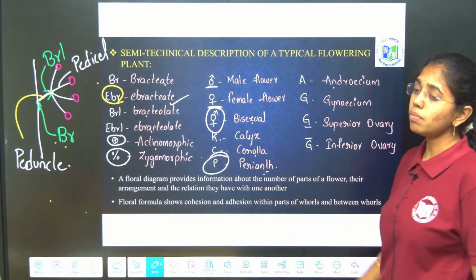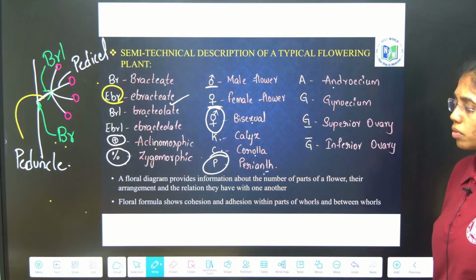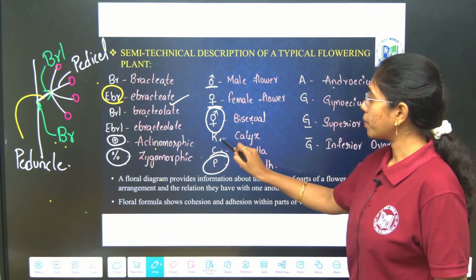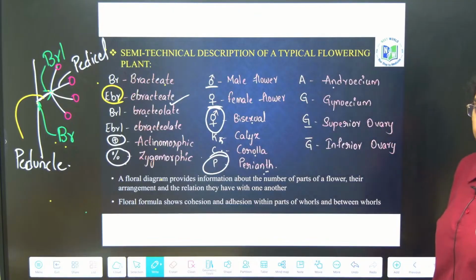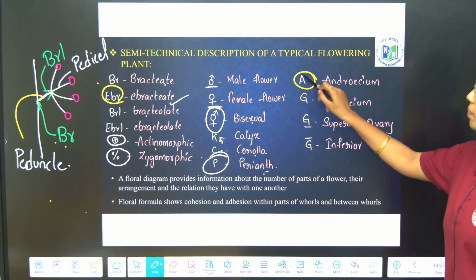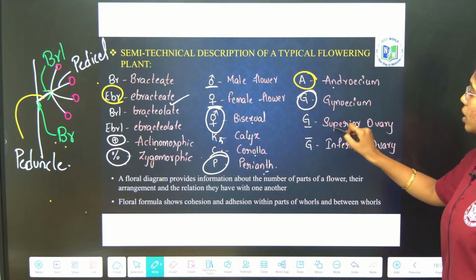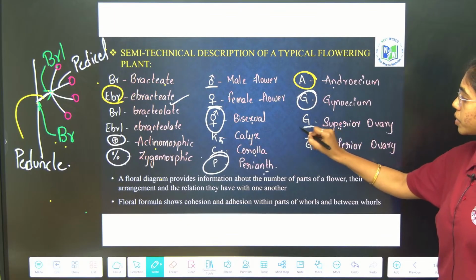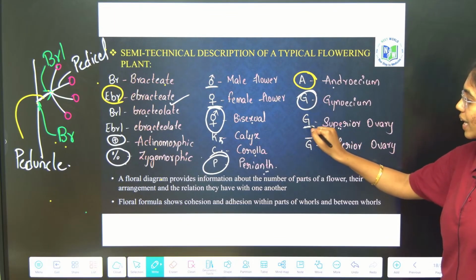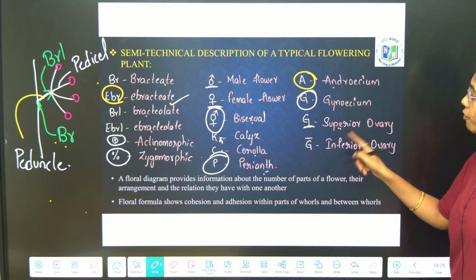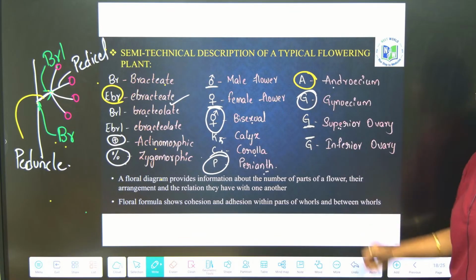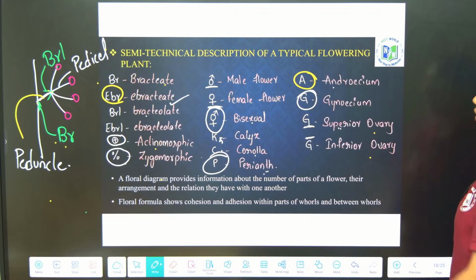Androecium, number superscript or subscript? Number of calyx, number of corolla. Subscript. The number is a subscript. Next, androecium A, gynoecium G. Superior ovary is shown as a subscript, below the G like an underscore. Inferior ovary, above G you have to keep a hyphen. Clear, right? In superior ovary and inferior ovary.